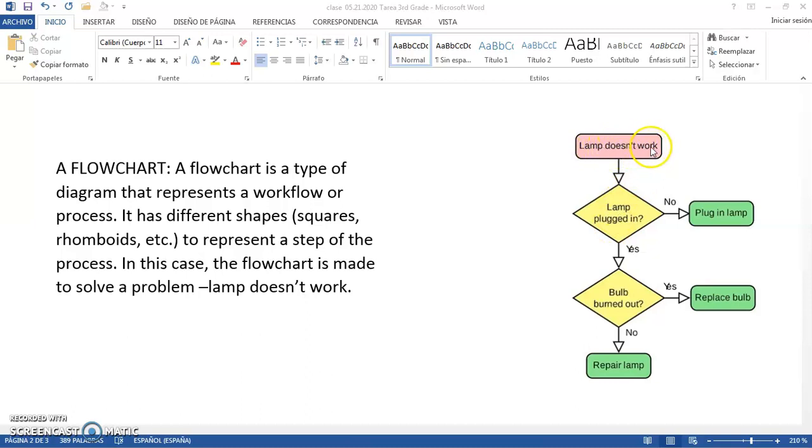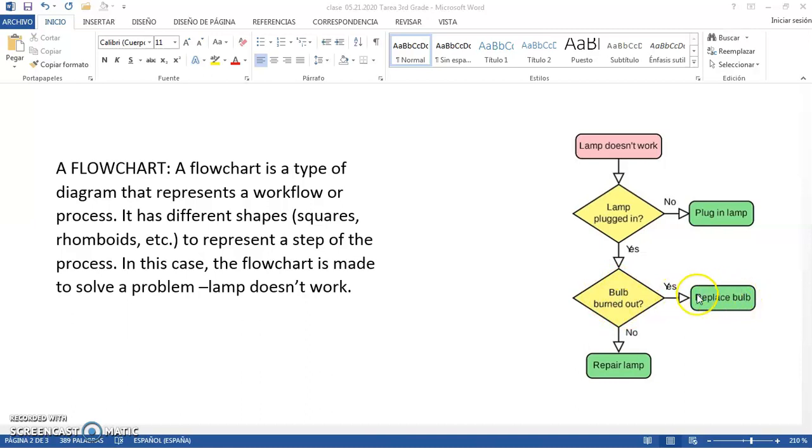The lamp doesn't work. Is the lamp connected? Is the lamp plugged? Excuse me. ¿Está conectada la lámpara? ¿No o sí? Yes, no. Si no está conectada, conecte la lámpara y se va a solucionar el problema. If the lamp is plugged in, si está conectada, entonces tenemos que revisar el siguiente paso. Bulb burned out. ¿Se fundió el foco? Yes, sí.